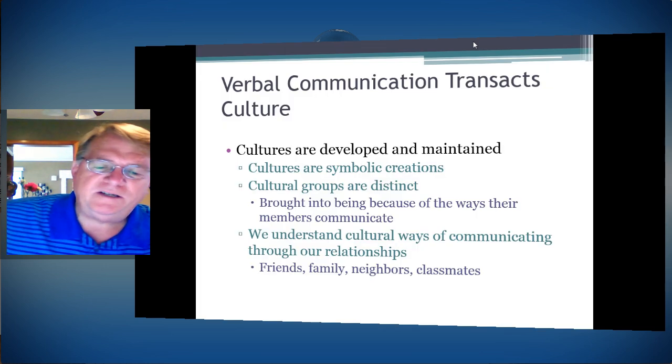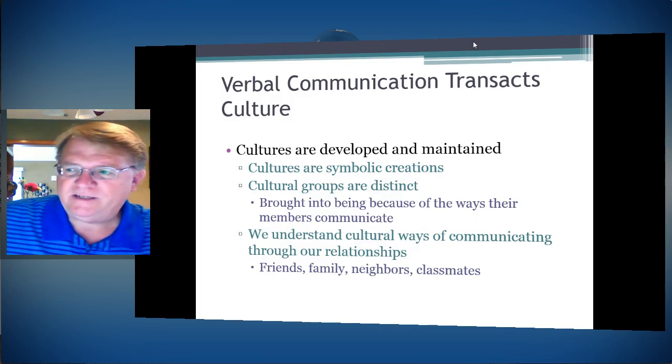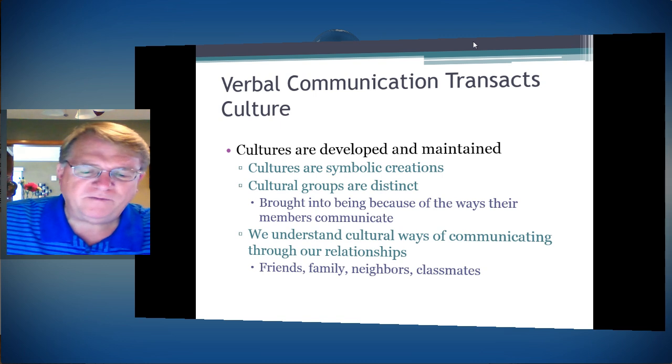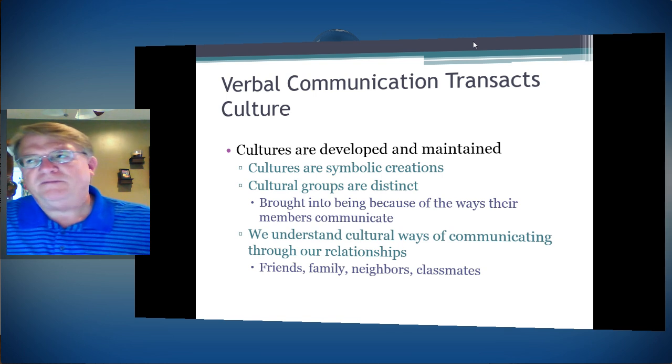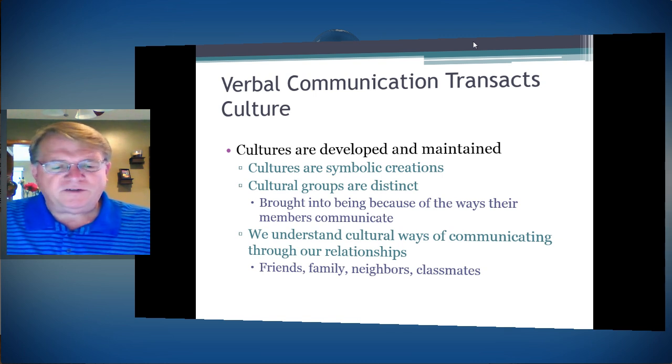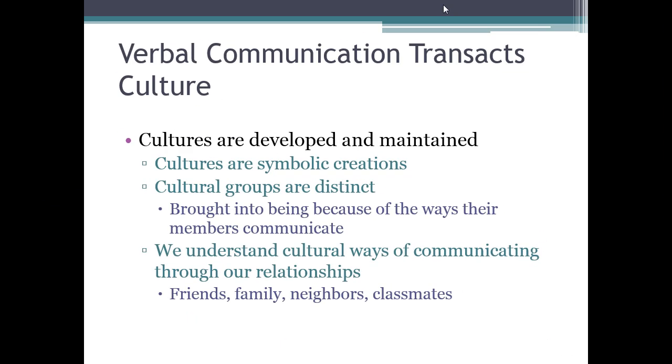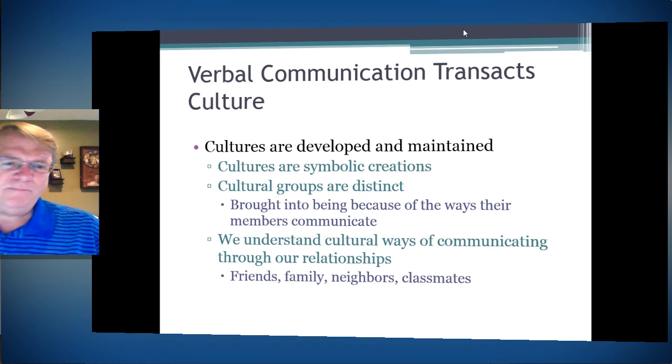Now, verbal communication, in fact, transacts culture. It helps us to talk back and forth, and when we do, we understand things. It is through verbal communication and other symbolic activity that cultures are developed and maintained, and cultures are symbolic creations. In fact, in the movie The Sandlot, if you're familiar with that, a young boy moves into a neighborhood where there's a bunch of young ball players, and he barely knows much about baseball at all. He wasn't really raised in that culture, and so they begin to enculturate him.